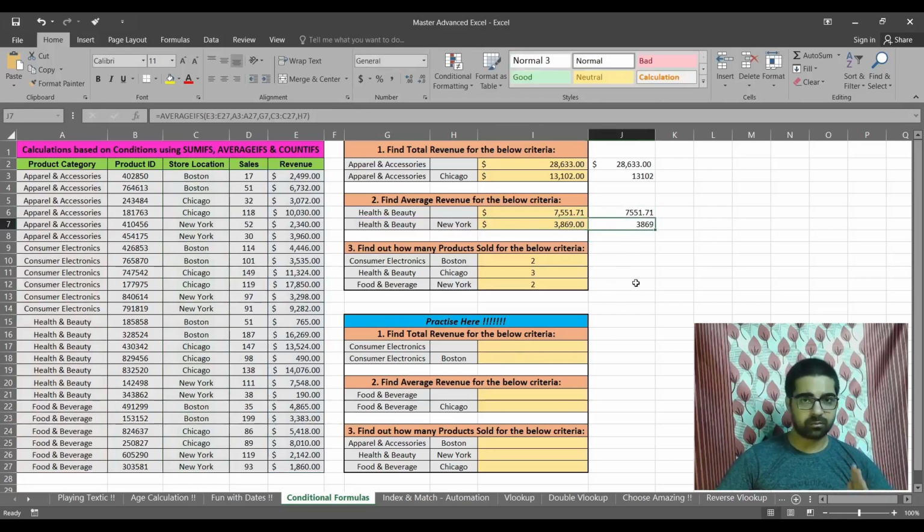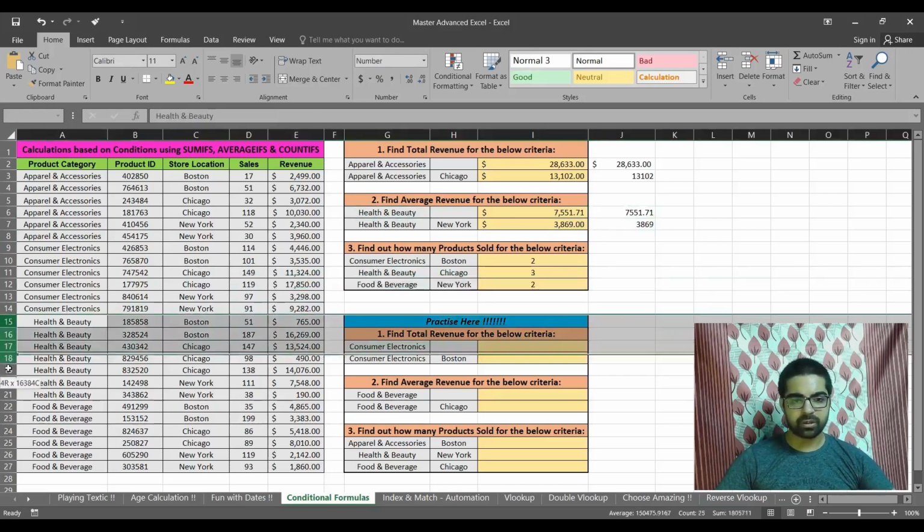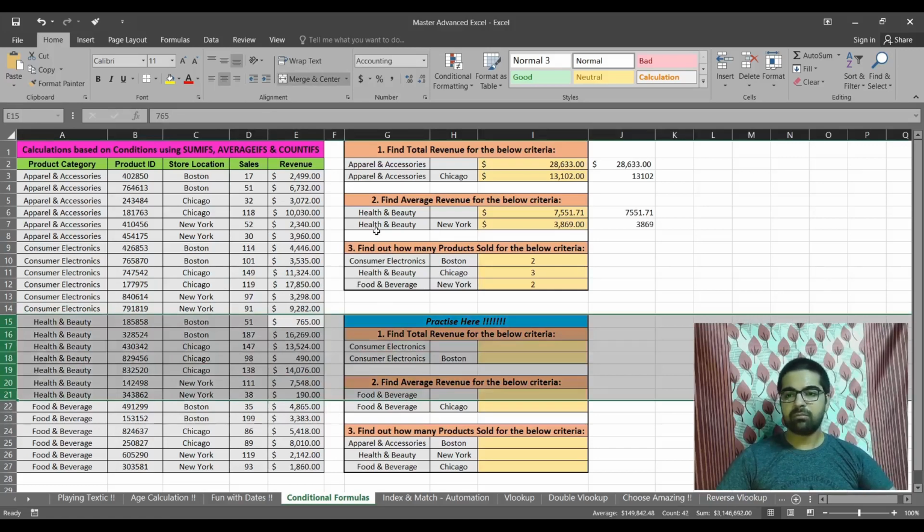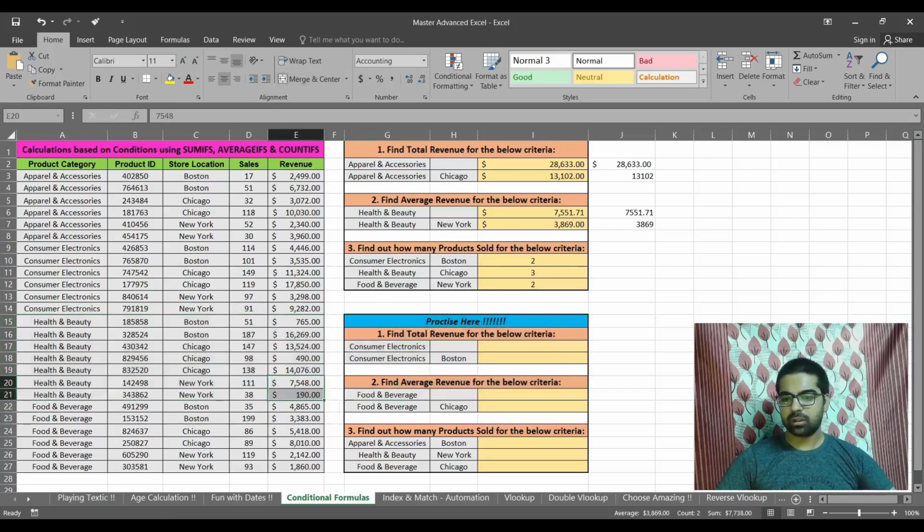But we want to check. We have to check manually also. Health and beauty 7551. Where is health and beauty? This is from here to here. It is health and beauty. From 765 to 190. Select it. See its average here. 7551.171. We got the correct answer. And in health and beauty, we want only New York. This is only New York health and beauty. So these two. What's the average? 3869. We got the correct answer. Okay. So you have to do it like this. Understand the concept clearly, my dears.